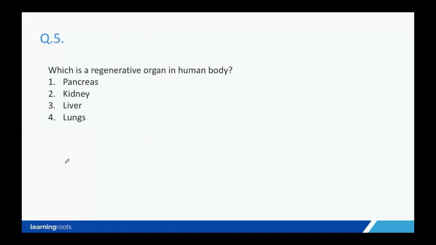Coming to the fifth one, which is a regenerative organ in the human body, the answer is the liver. Again, something that you need to know. The liver is probably the only organ which can regenerate on its own, right?